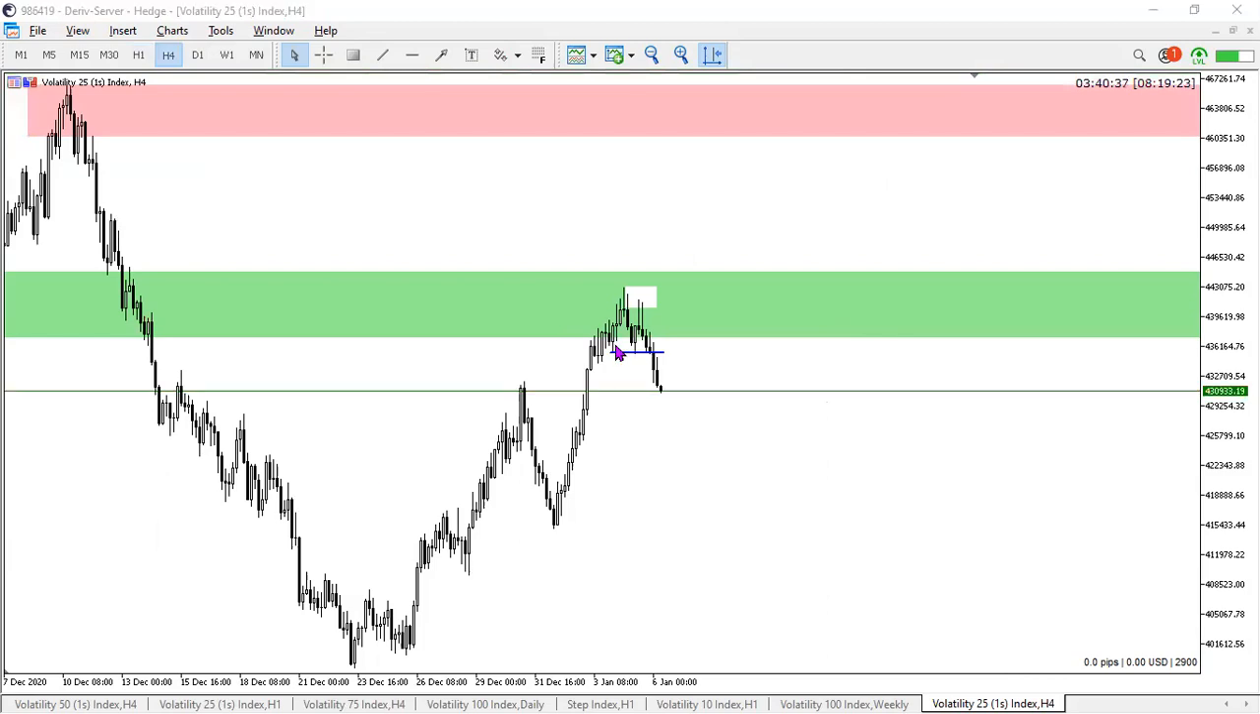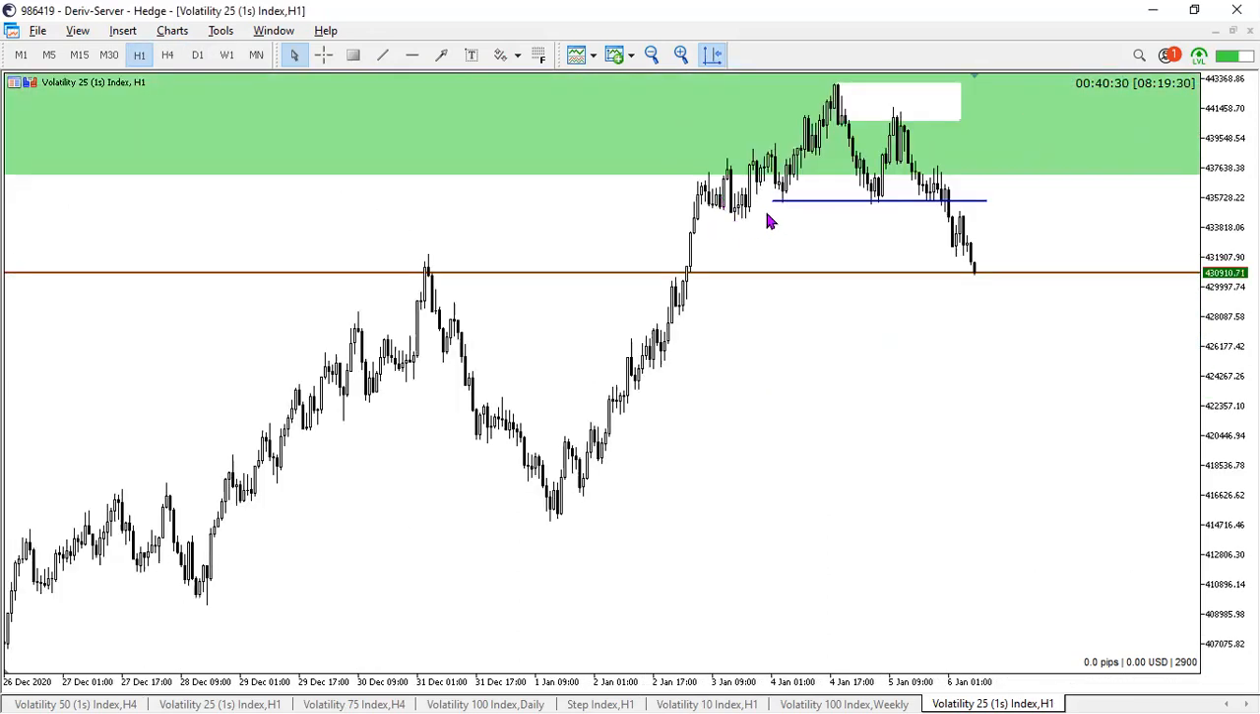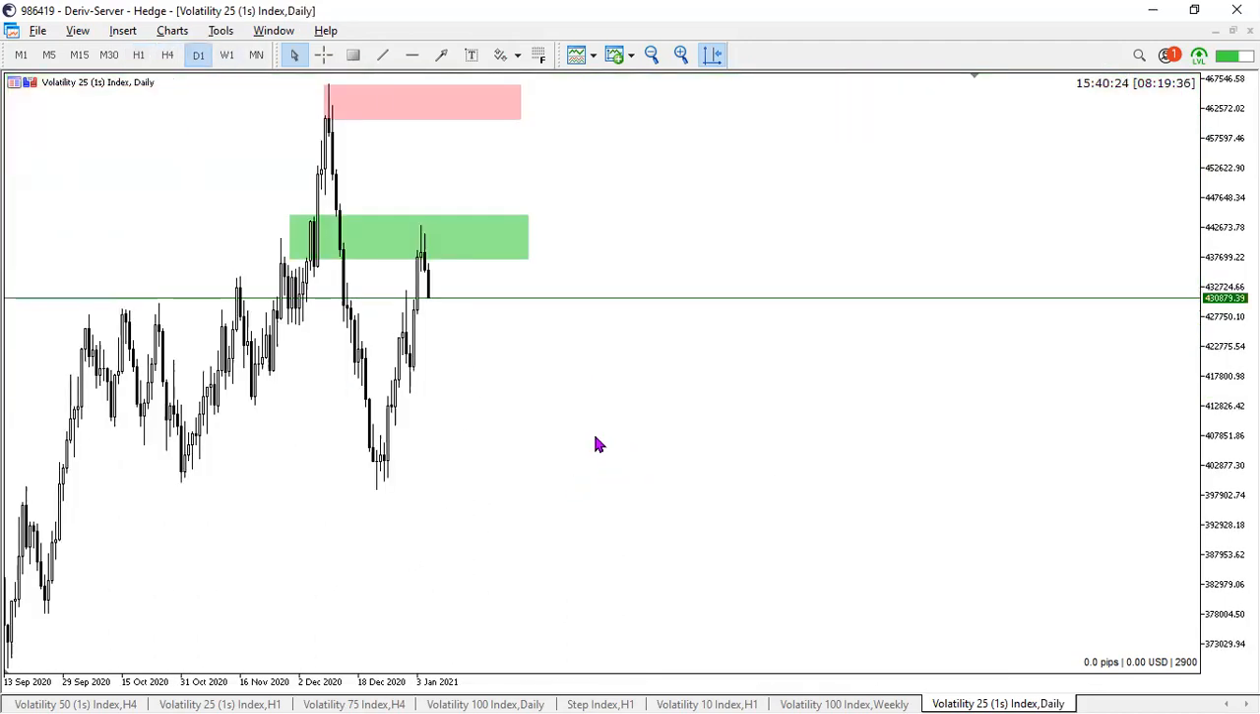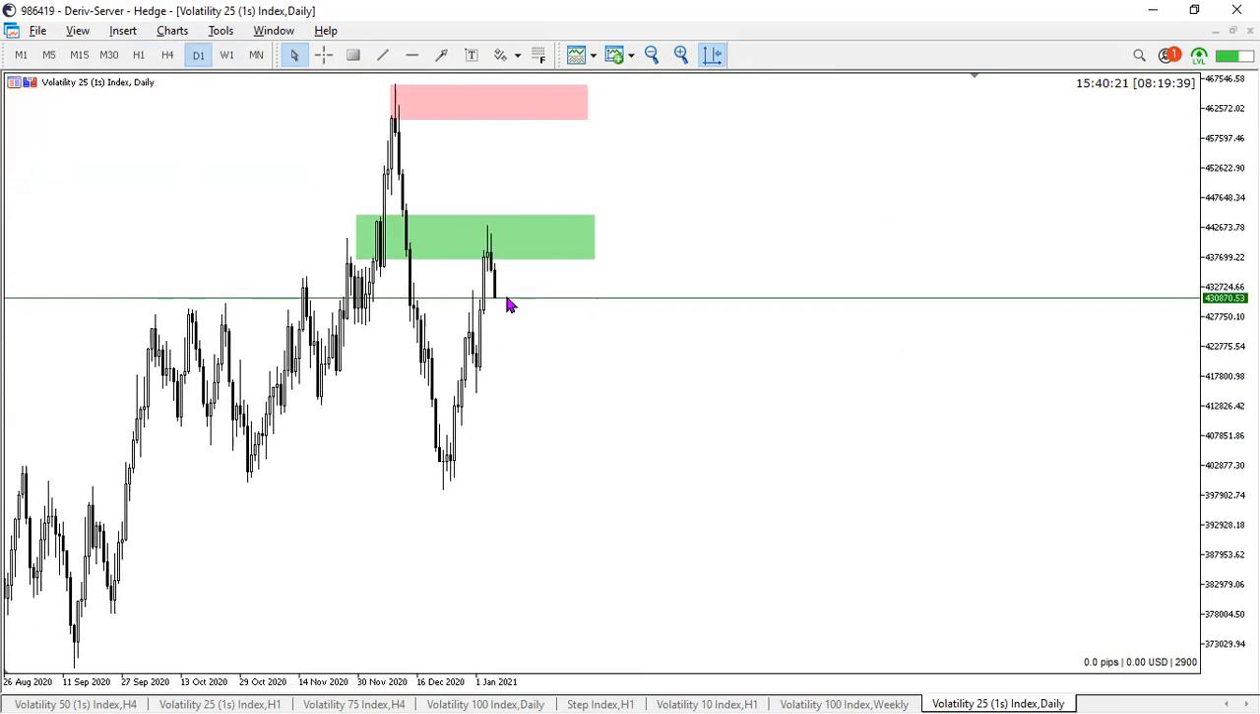Reason for that is because we've broken structure. We've broken this structure, we've broken this structure in here. If we drop down to the 1 hour time frame, we've broken structure, broken structure. So a lot of significant structure breaks in this push to the downside, right? So overall, I'm still bearish on this market.